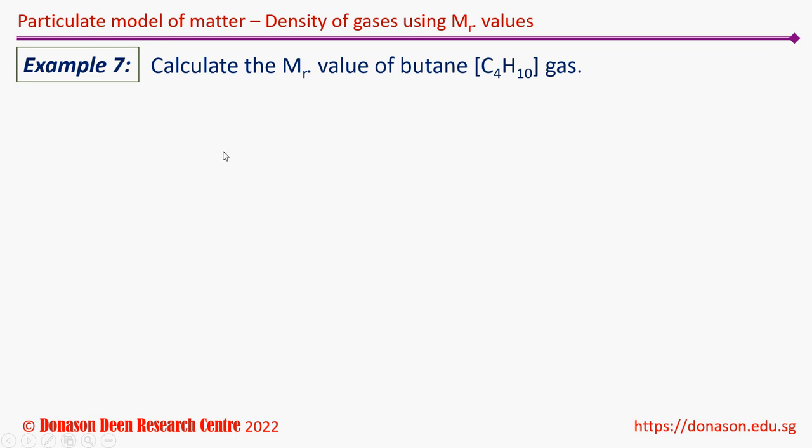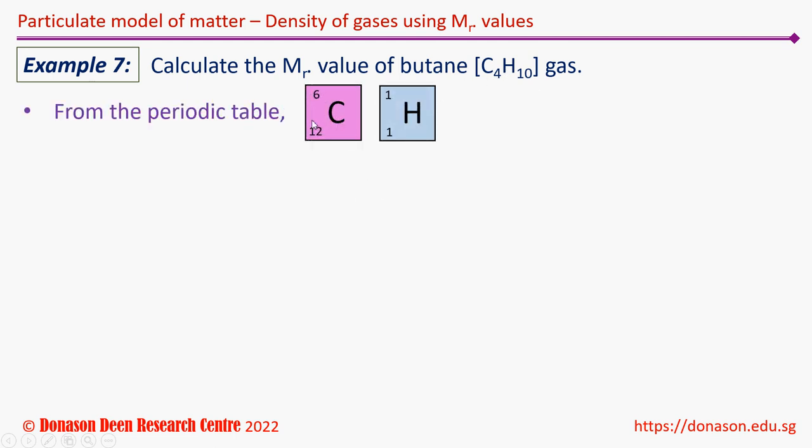Let's look at another example. In this case, let's look at butane gas. Butane gas is made up of 4 carbon atoms bonded to 10 hydrogen atoms. So we need to, of course, look for carbon and hydrogen in the periodic table.